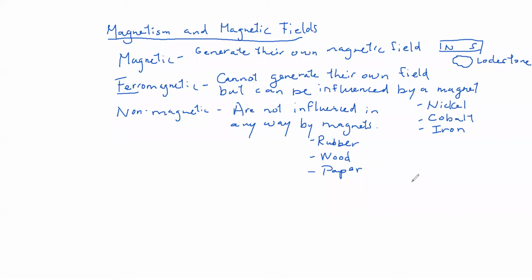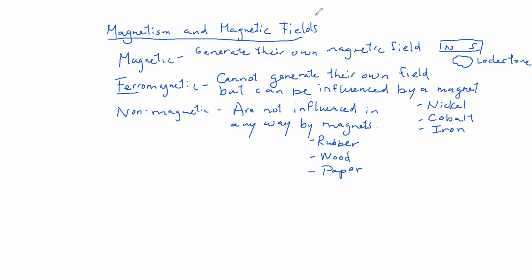So that's how we classify these substances: magnetic, which generates its own field; ferromagnetic, which can be influenced but doesn't generate its own field; and non-magnetic, which basically does absolutely nothing when placed next to magnets.